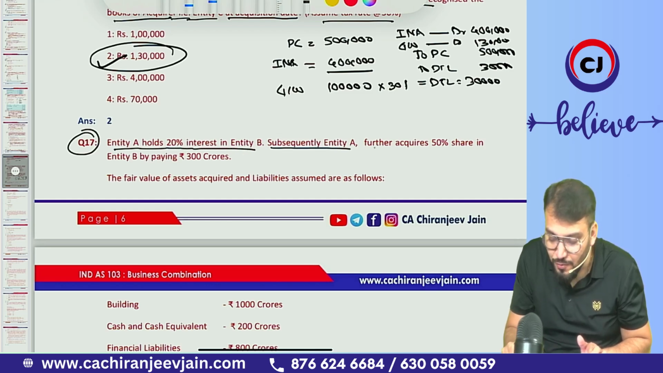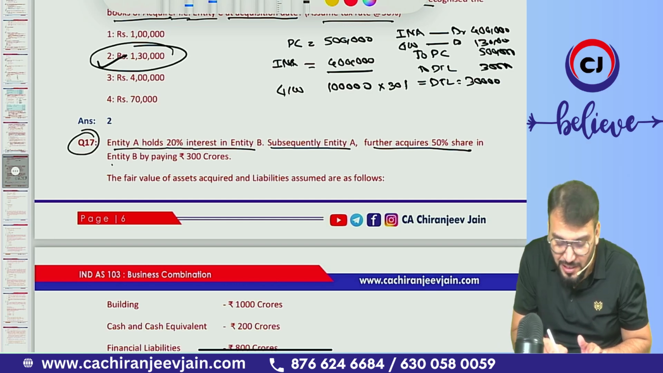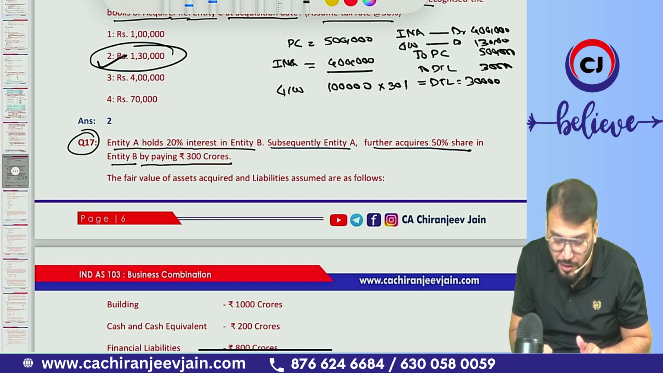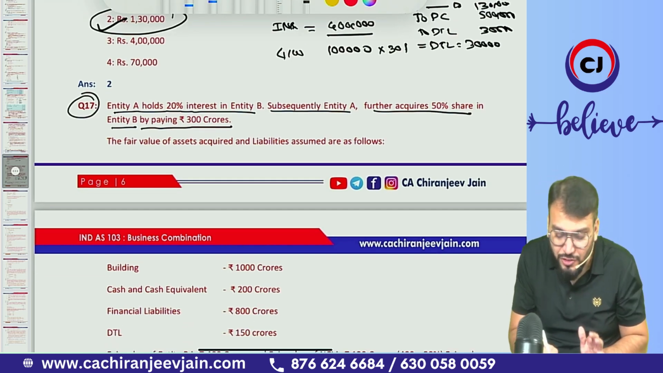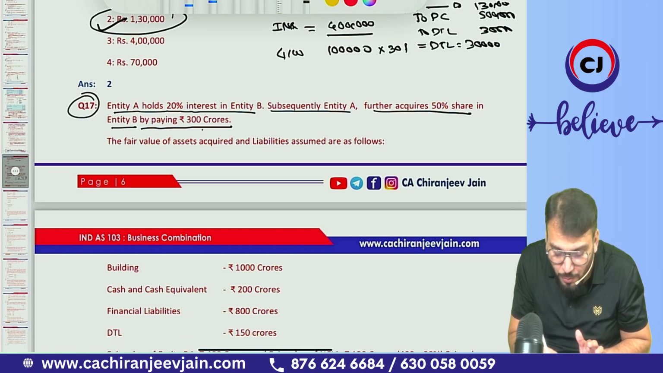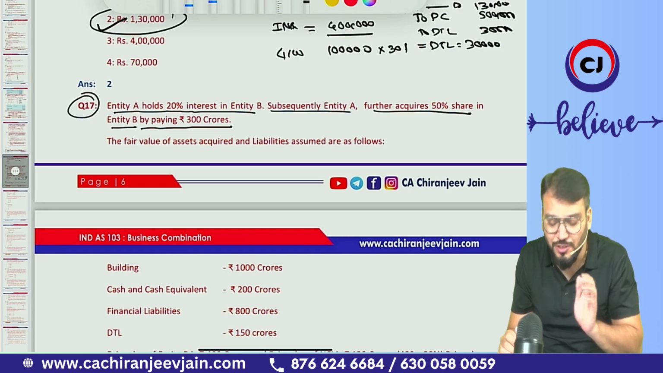Subsequently, entity A further acquired 50% shares in entity B by paying 300 crore. So already they were holding 20%. Again, they acquire 50% by paying how much? 300 crore. So this is nothing but a question of step acquisition.